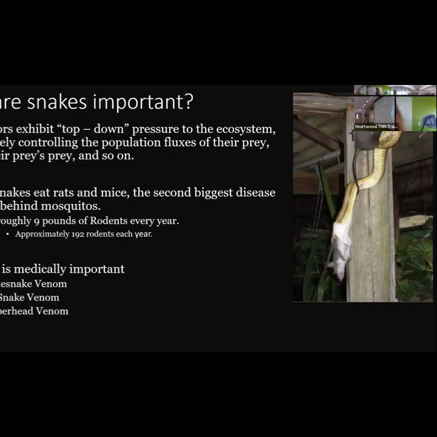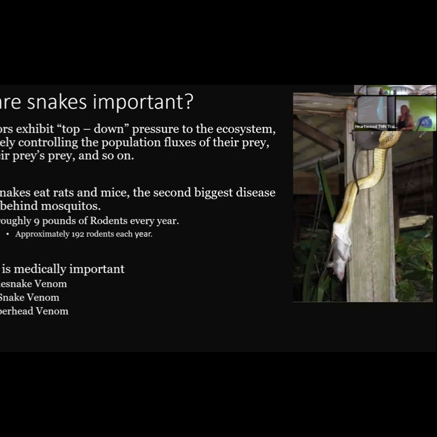Snakes are important for a plethora of reasons. They provide top-down pressure on the ecosystem. So what that means is that everything that is underneath them, they are keeping in check throughout the ecosystem. Sorry. I talked about rodents being disease vectors. Some of our worst diseases are rodent carried. And so we really want our snakes around. They will eat roughly 9 pounds of rodents every year. That's 192 rodents. That's a lot. That's one snake. Pretty decent.